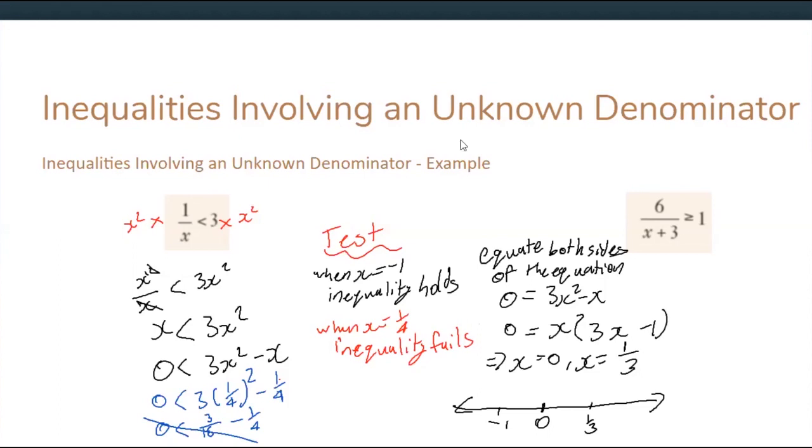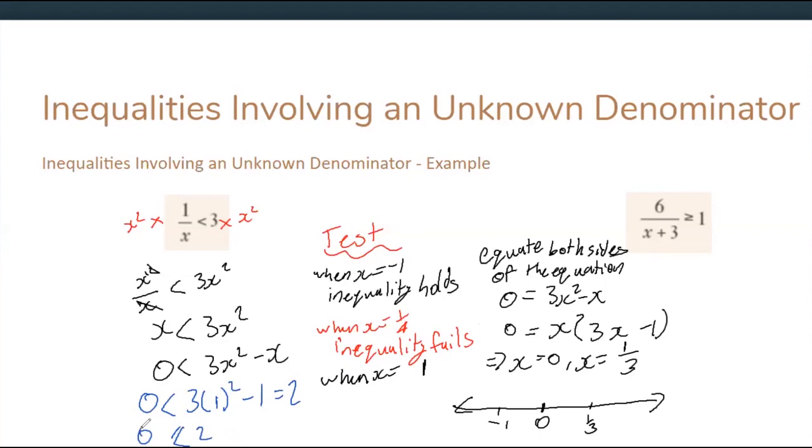All right, so now if we look at when x is equal to, say, 1, and we substitute that in, let's have a look at what that does. What we get is 0 is less than 3 bracket 1 squared minus 1. So this ends up equaling 2. So that means we have 0 is less than 2, which is true, which means when x is equal to 1, the inequality holds. Which is exactly what we wanted.